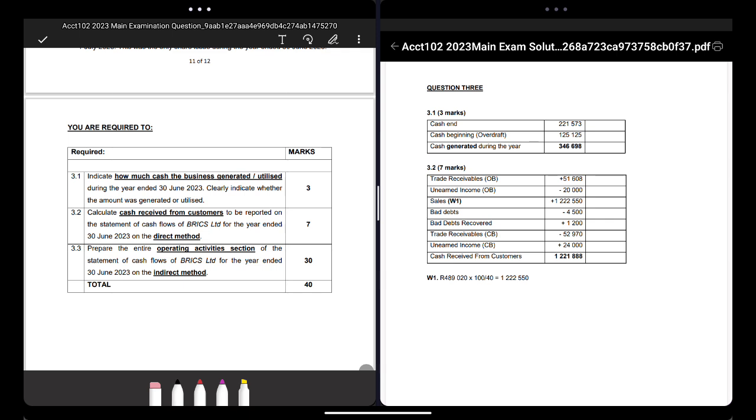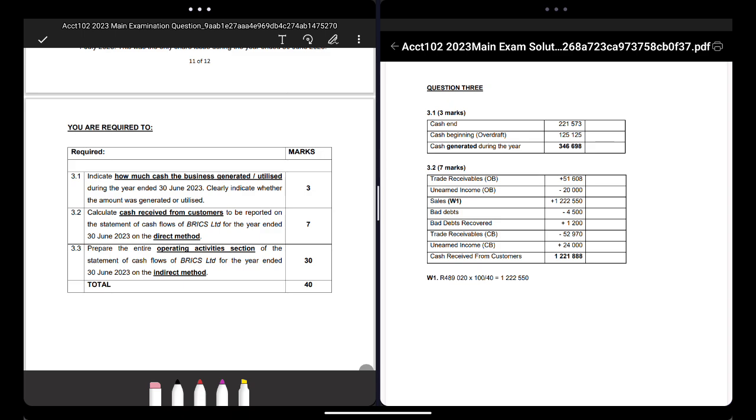Now, why do I say all this? Your sales figure doesn't represent cash because the income statement is done on the accrual basis. So that sales figure we have doesn't mean that whole thing is cash. So you have to do all of this around it to make it a cash figure.